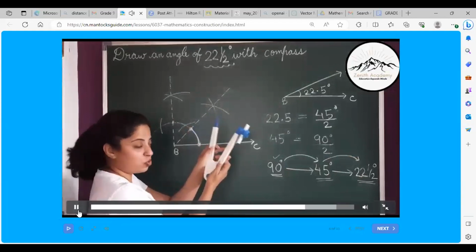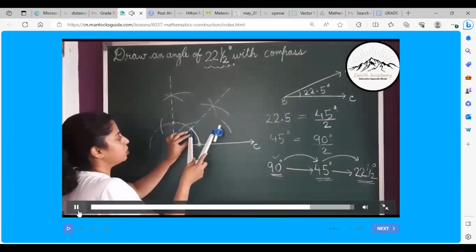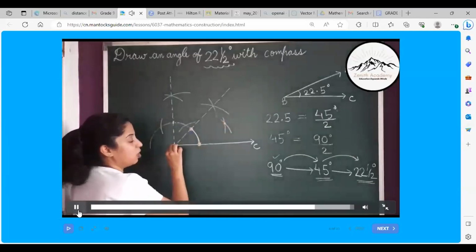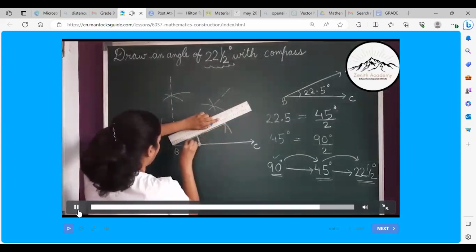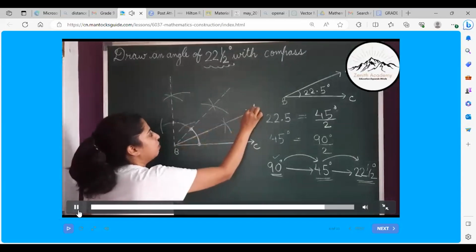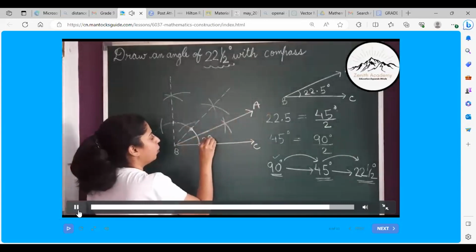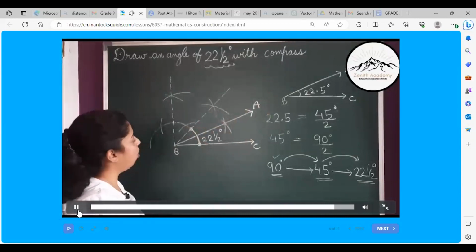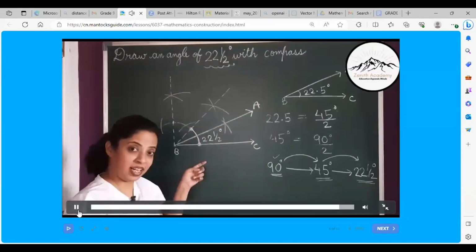Now take your compass again, stretch it, take this point, cut the arc, take this point, cut the previous arc. So now join this point and your vertex B. And now you can name this as A, because this is now the angle bisector of 45 degrees. So this is now 22.5 degrees. I hope you have understood how to draw 22.5 degrees, and now you know the reason behind it as well.